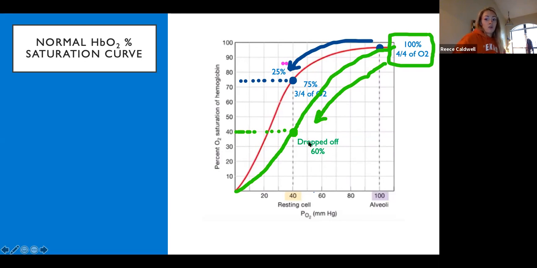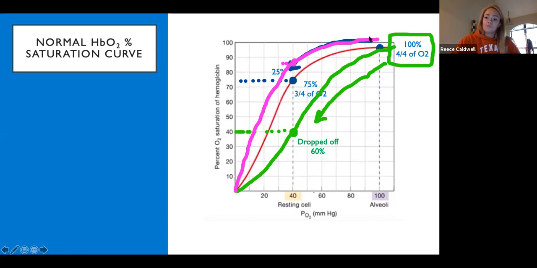So here we dropped off quite a lot of oxygen. That signifies a low affinity for oxygen. I have this put into words in just a little bit, but before I get there, let's look at the left shift. So that was the right shift.